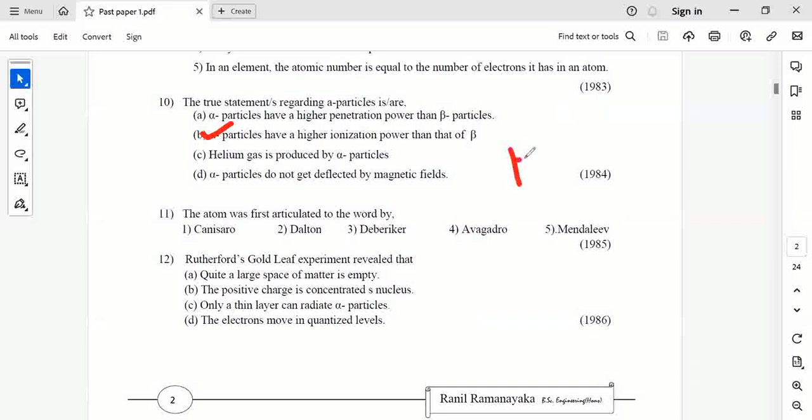Alpha means helium-4 with 2+ ions. Therefore, helium can be produced. It is true. Alpha particles have a charge, therefore they can be deflected. BC only, answer is 2.